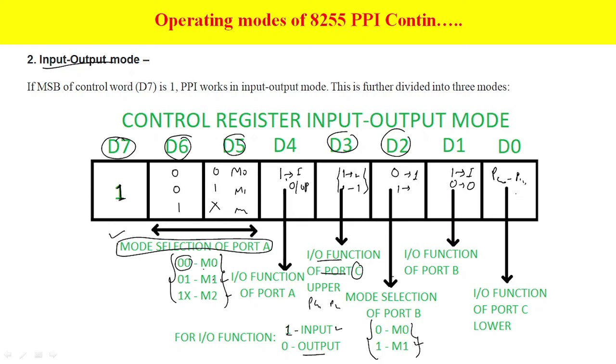So you can change PC0 to PC3. If it is 1, that means PC0 to PC3 can work as input. If it is 0, that means output. Okay. So this is the function of the control word register. With the help of D7, you can change.